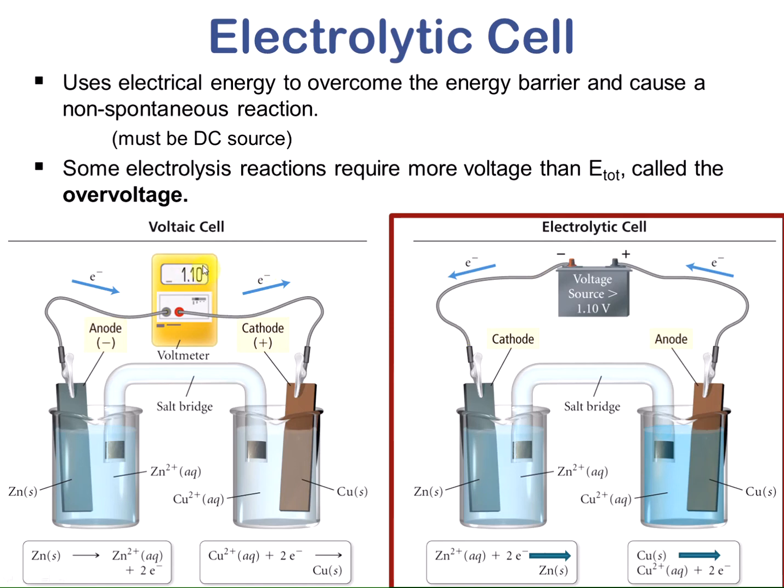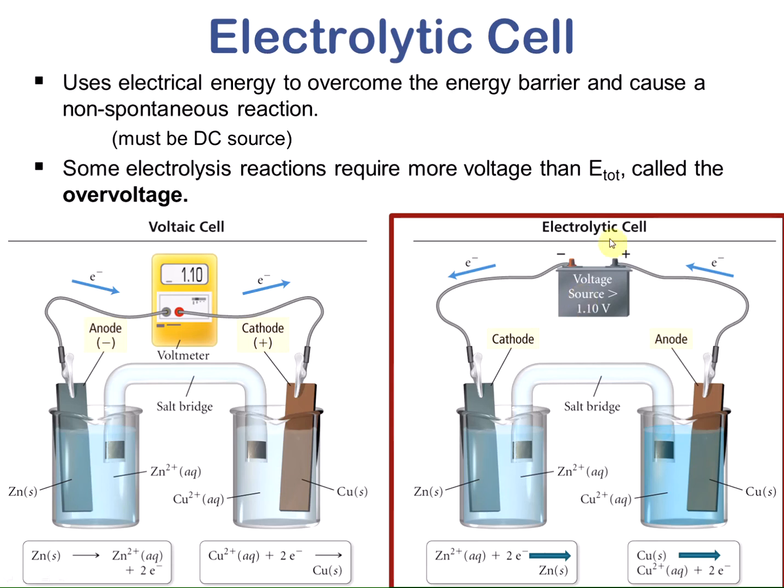Now in the voltaic cell, so the spontaneous cell, the voltage difference between them was 1.10 volts. But for the electrolytic cell, you're going to have to put in a little bit more than the 1.10 volts to get it to go in the reverse direction. And that extra amount of voltage that you have to add to it is called the overvoltage.